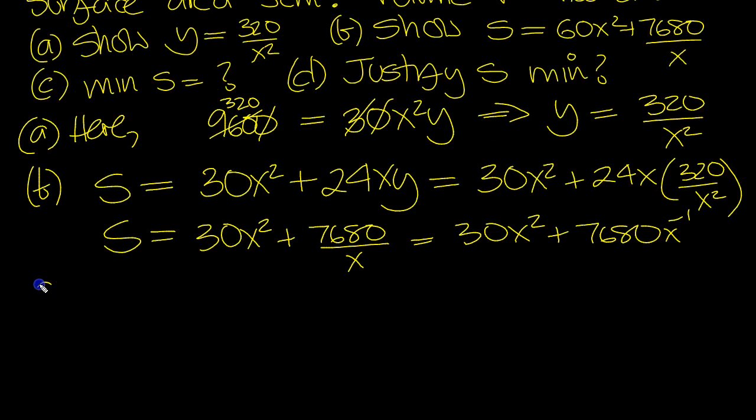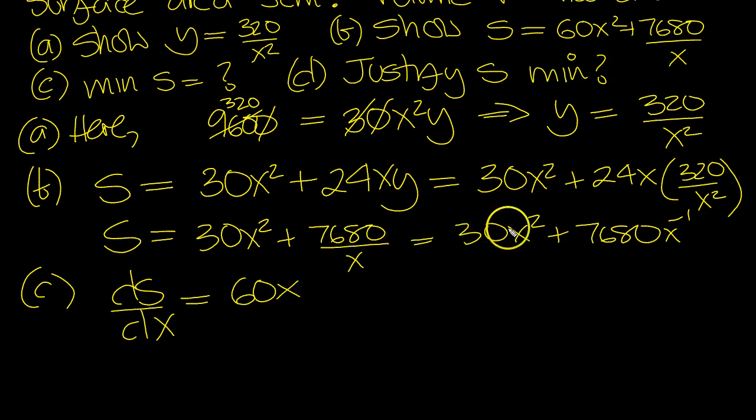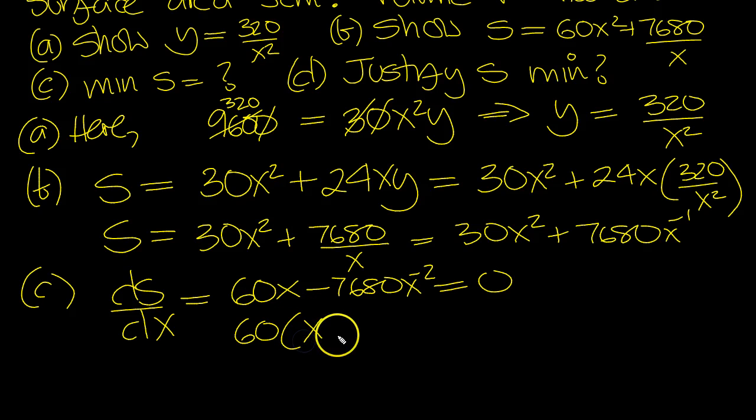So when is S a min? dS/dx we'll need, won't we, using calculus, is 60x using the power rule, and again minus 7680 x to the minus 2, one less. That equals 0. There's a 60 common, hopefully. Oh, and an x. No, it's not. Yeah, take an x out as well.